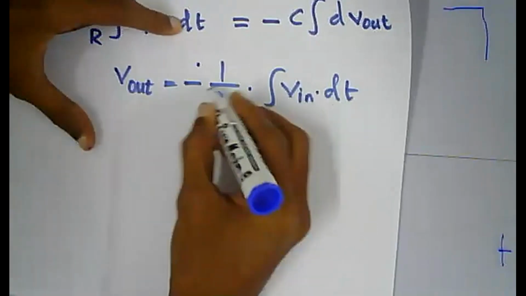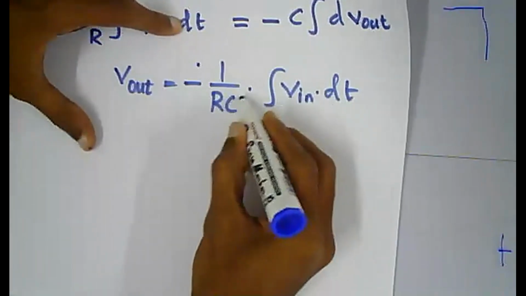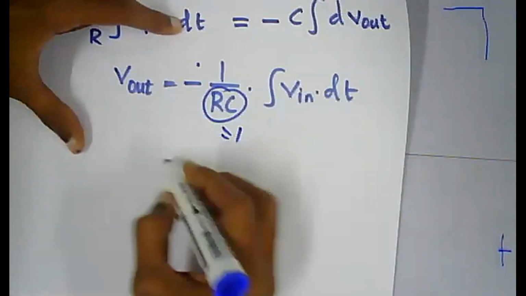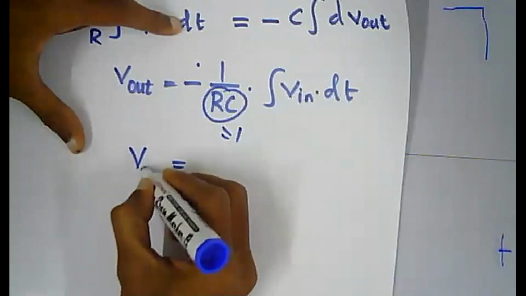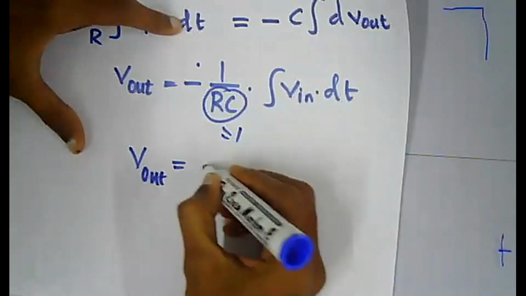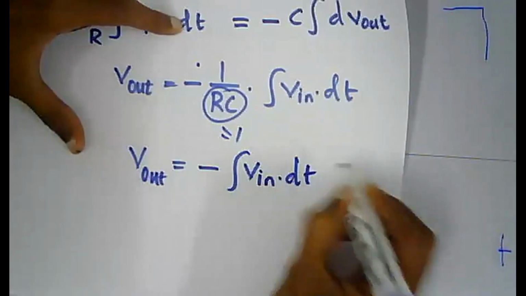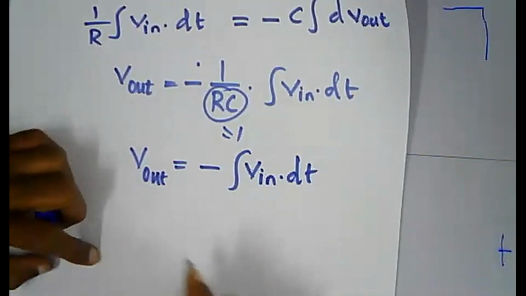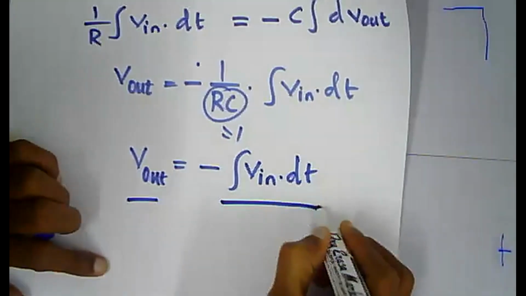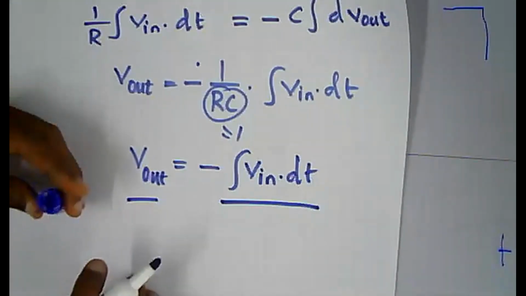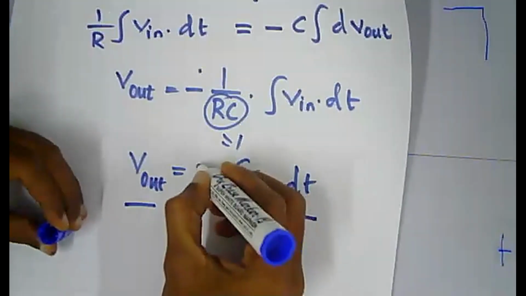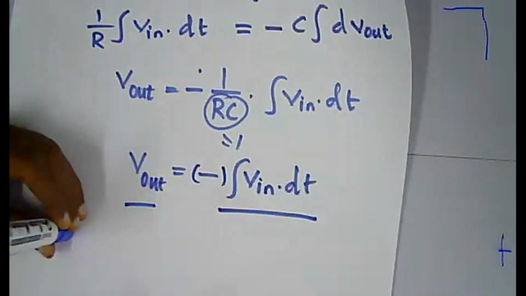If again this RC term equals 1, your V out becomes simply minus integration of V in into dt. That's all. So your V out is the integrated form of your V in with an extra minus sign.